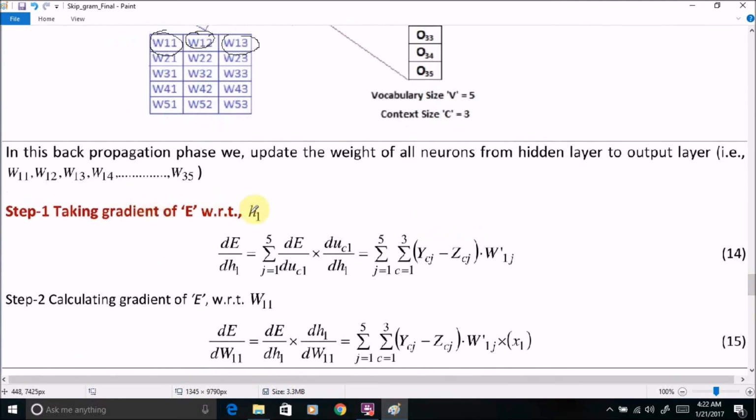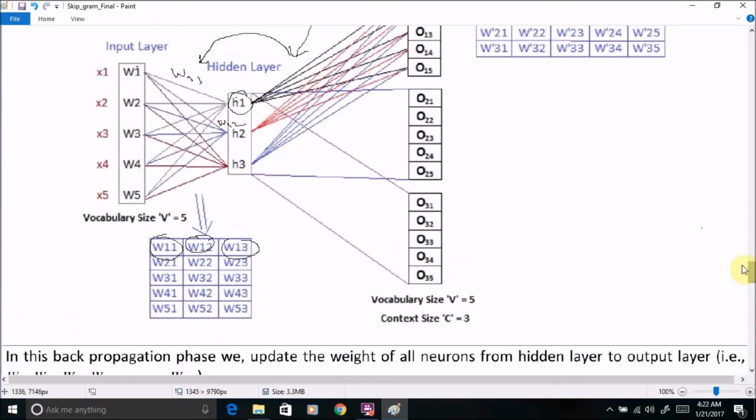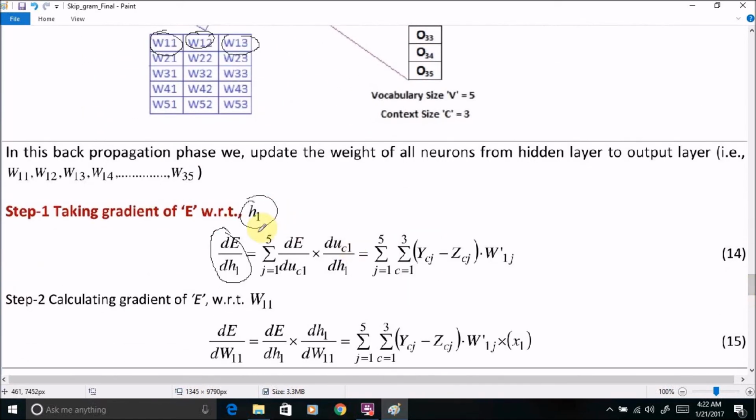So first of all we will take the gradient of E with respect to H1. So the gradient of E with respect to H1 can be calculated as the summation of j equal to 1 to 5, because here we are getting the vocabulary, and our vocabulary size is 5. This will be the summation of j equal to 1 to 5 of the derivation of error with respect to Uc1, into the derivation of Uc1 with respect to H1.